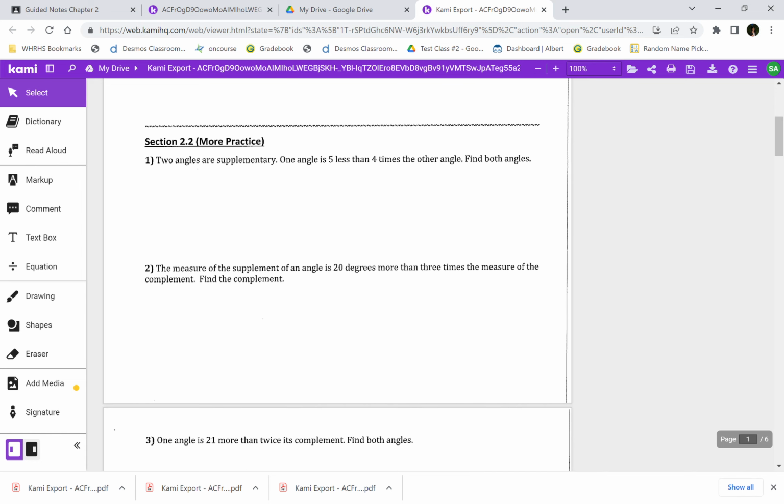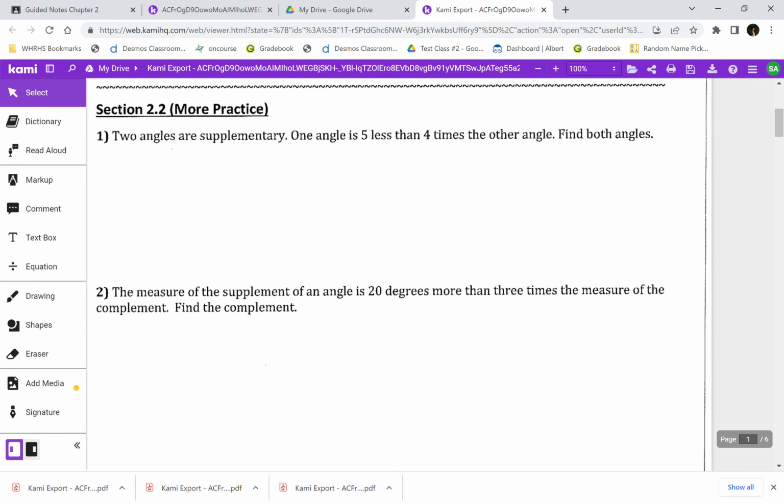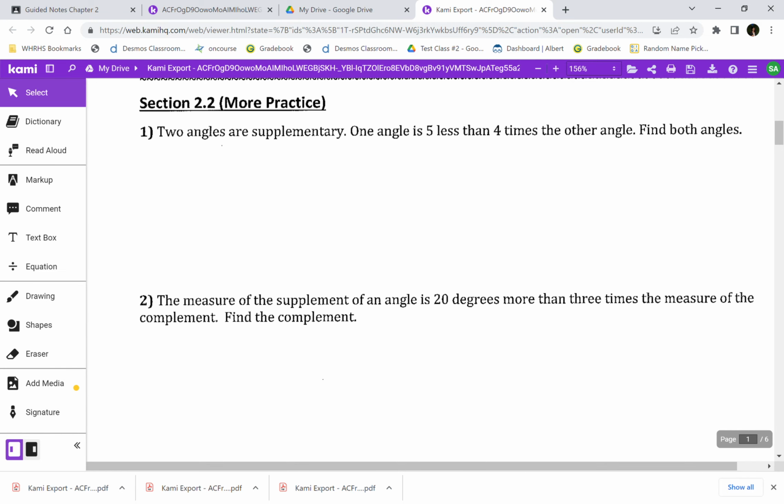So we're skipping the do now. Like I said, there's not going to be anything new in today's lesson. It's sort of just practicing everything else that we've been doing.